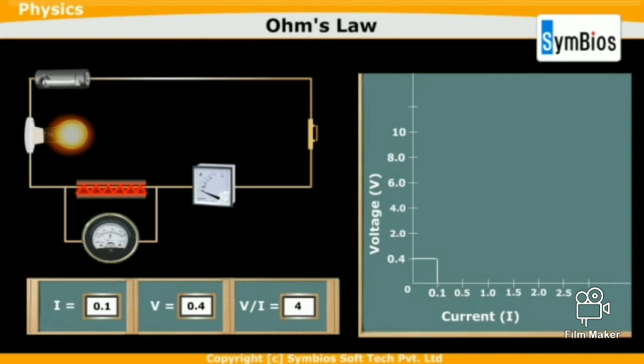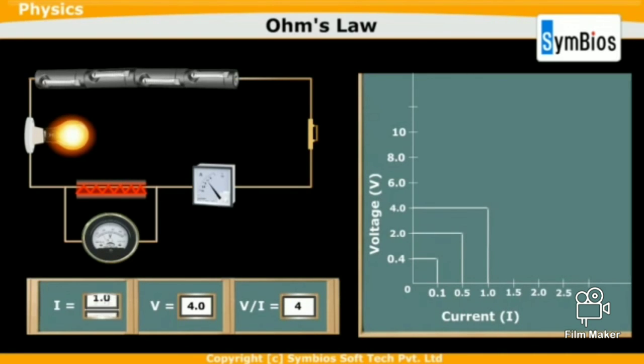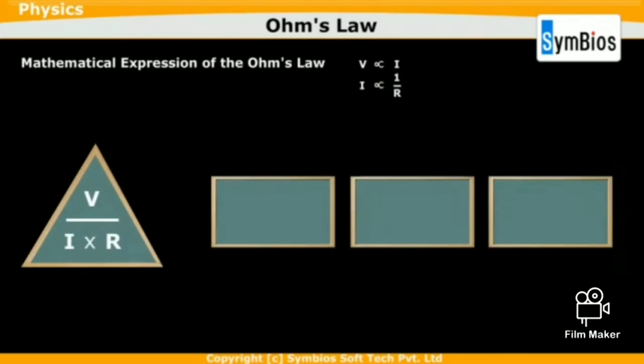Now we will increase the current by adding cells one by one and observe the changes in the readings of the current I and voltage V. The ratio of V and I will be plotted on the graph. The graph plotted here results in a straight line. This indicates that when the current increases, the voltage also increases linearly.